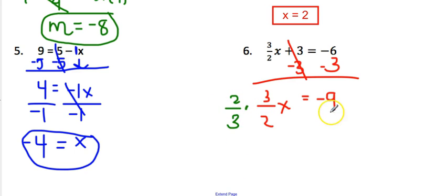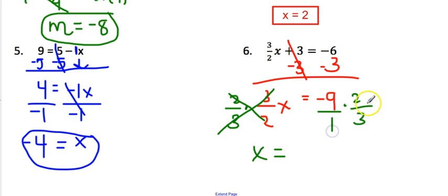So I'm going to multiply by 2/3. If I do it to the left side, I'm going to do it to the right side and multiply by 2/3. Okay? So now 2 divided by 2 goes away, and then 3 divided by 3 goes away, leaving me with just an x and an equals. Now remember, you can always put this fraction over 1 to help you out, and you'll multiply across the top and the bottom. So negative 9 times 2 is negative 18.